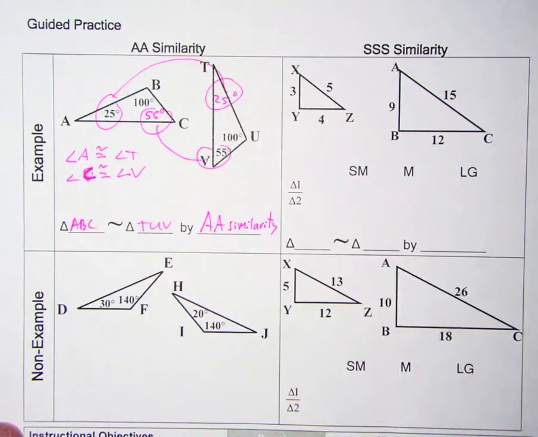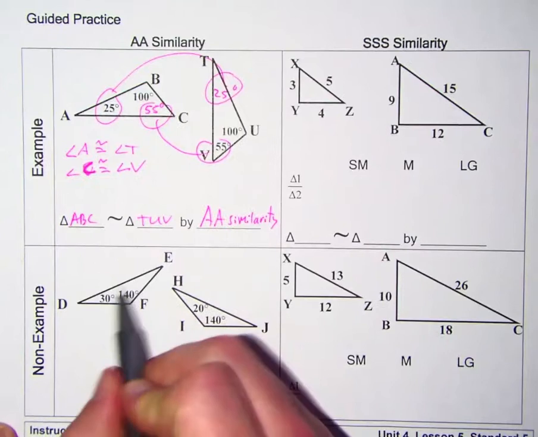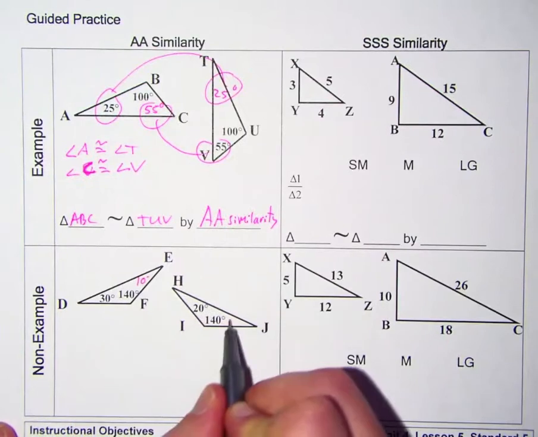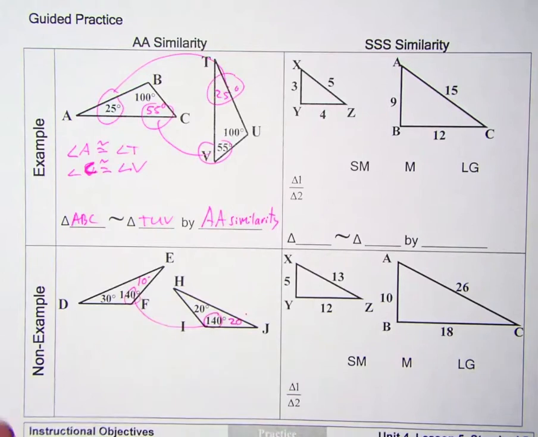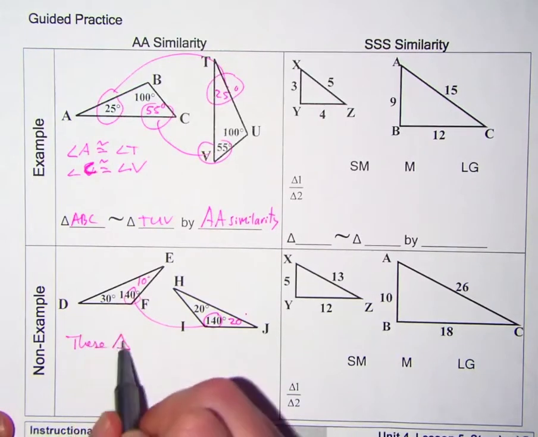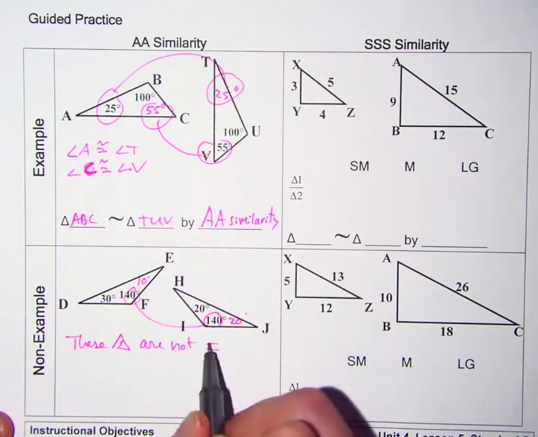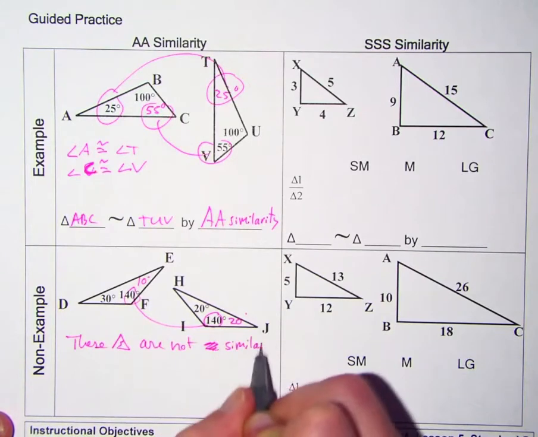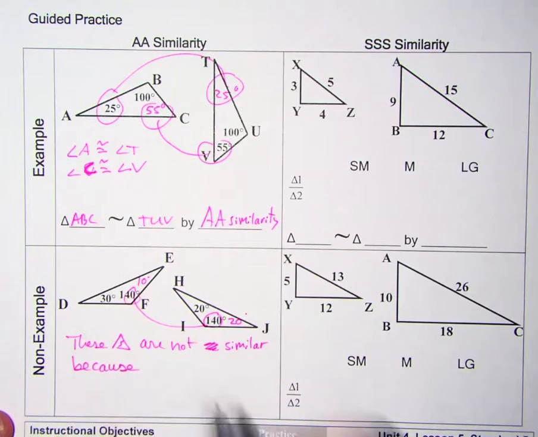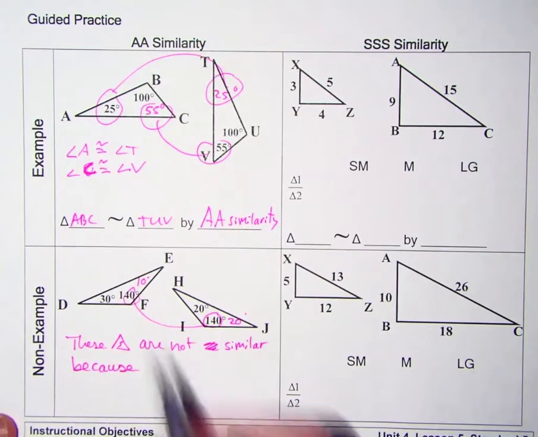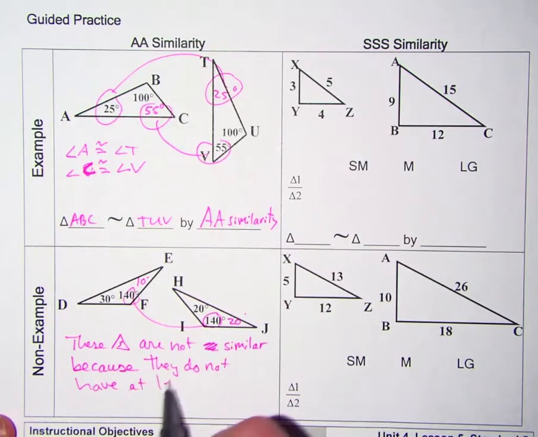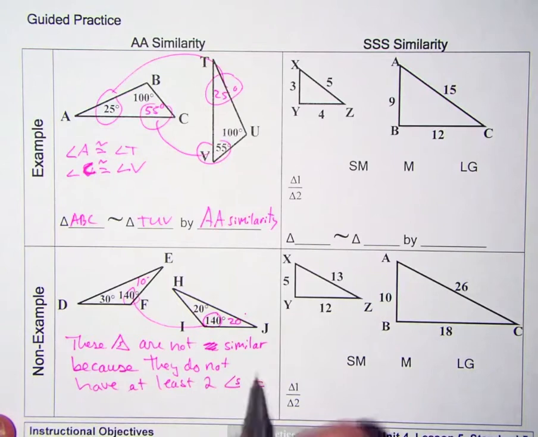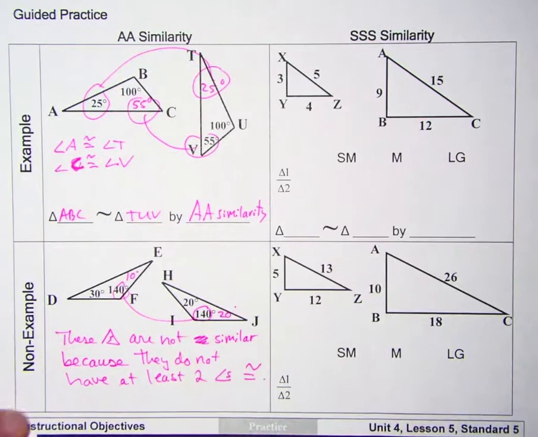Specifically, triangle ABC and triangle TUV are similar. Now, if I come down here for a non-example, if these sum up to 180, angle E's measure is 10 degrees, while angle J's measure is 20. So they share the 140s, but they don't have any second pair of angles congruent. So these triangles are not similar, because they do not have at least two angles congruent. Gotta have two.